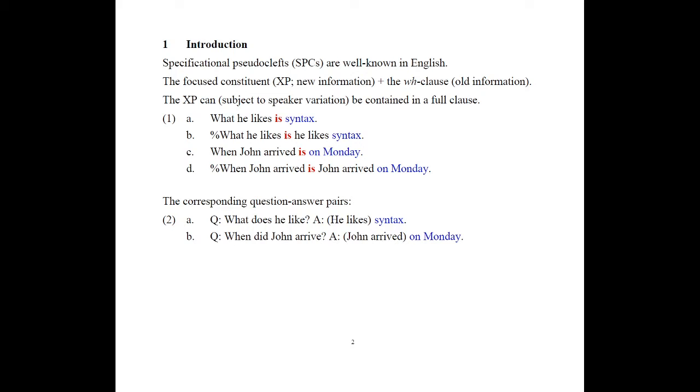The sentence contains a double-H clause, old information, what he likes, and the XP, the focus constituent, new information, syntax. And the two are connected by this copular is. We can also say what he likes is he likes syntax, so the focused XP can be contained in a full clause. And such sentences are very similar to question-answer pairs involving two interlocutors. So for instance, we can also say, what does he like? The answer, he likes syntax, or just syntax. And this short dialogue in 2a is very similar to these sentences in 1a and 1b.